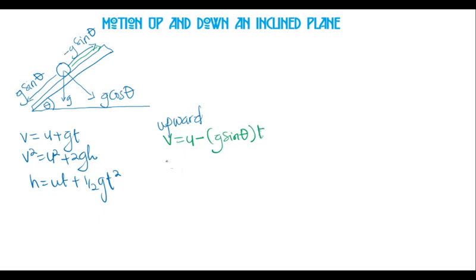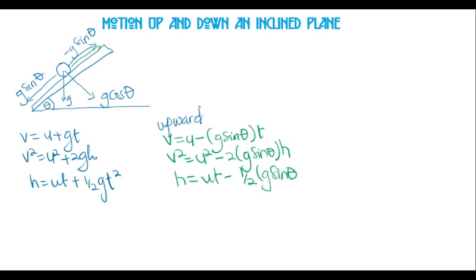Then the second equation will become v squared is equal to u squared minus 2 into bracket g sin theta, h. So the final one will be h is equal to ut minus half g sin theta t squared. So this is for upward motion along the inclined plane.